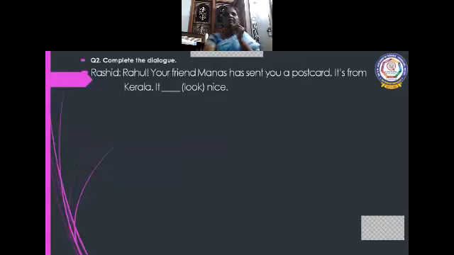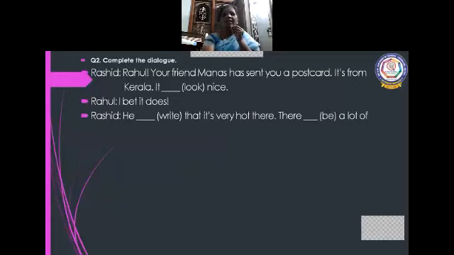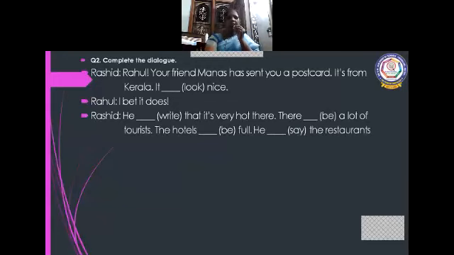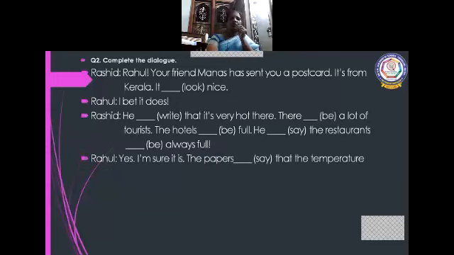Rahul, your friend Mano has sent you a postcard. It's from Kerala. It looks nice. Rahul, I bet it does. He dash that it's very hot there. There dash a lot. He wrote that it was very hot there. There were a lot of tourists. The hotel was full. He said the restaurants were always full. Yes, I'm sure it is.